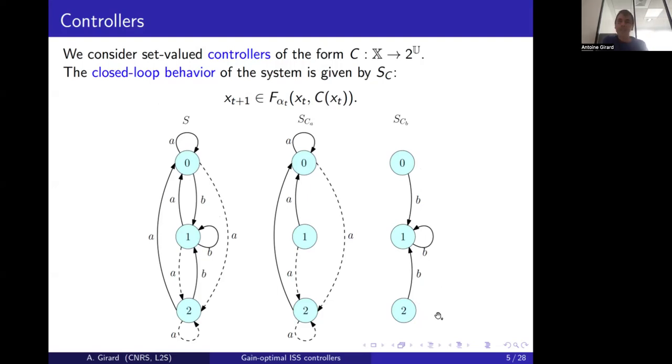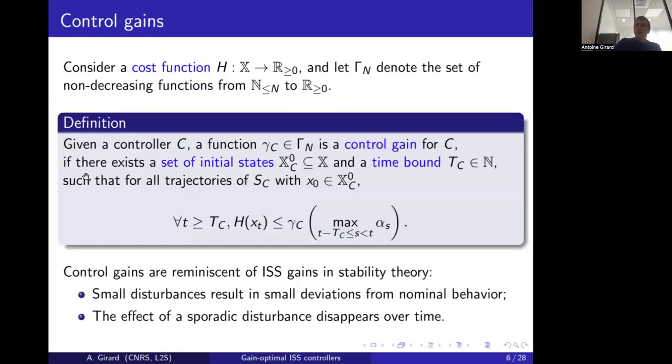Of course, there are many other possible control strategies, but here you have two particular examples of controllers, and here are the closed loop behaviors that we get for these controllers. Okay, so now we have systems and we have controllers.